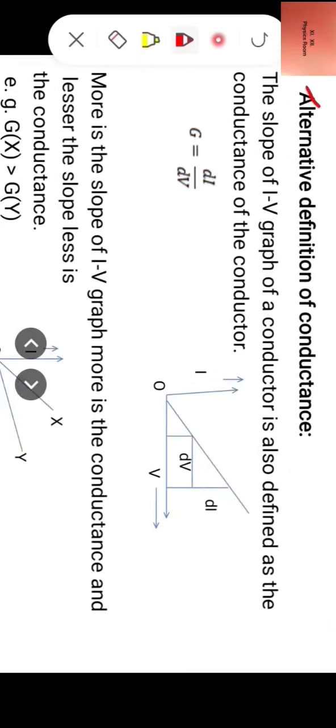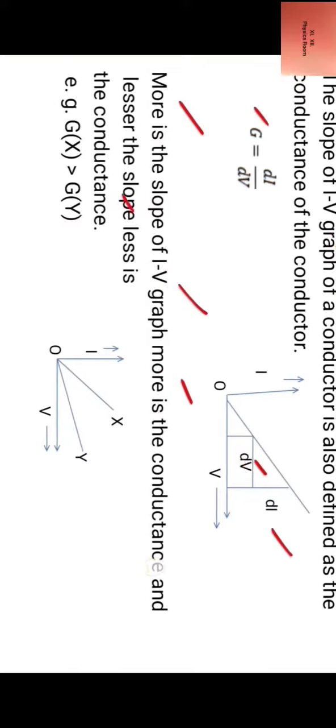The alternative definition of conductance. The slope of IV graph of a conductor is also defined as the conductance of the conductor. So mathematically expressed as G is equal to dI by dV. More is the slope of IV graph, more is the conductance, and lesser the slope, lesser is the conductance.